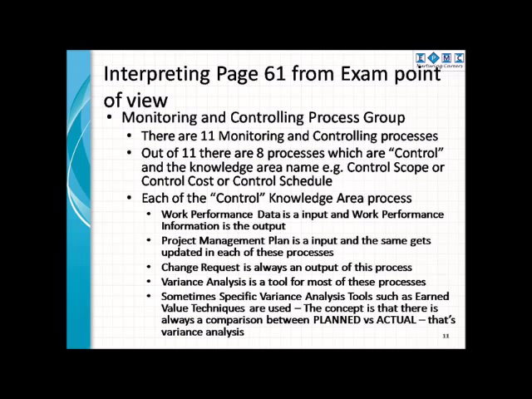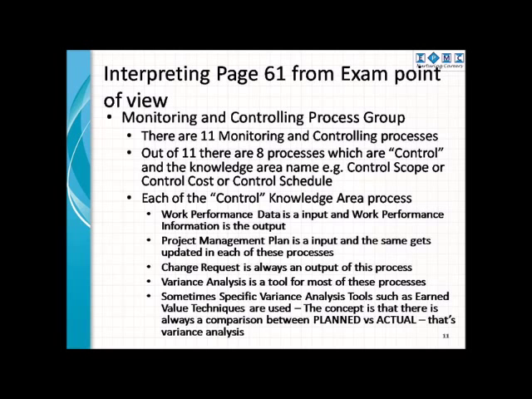Let us now consider the monitoring and controlling process group. There are totally 11 monitoring and controlling processes. Out of the 11, there are 8 processes which are control and the knowledge area name. For example, control scope, control cost, control schedule, control quality, etc.